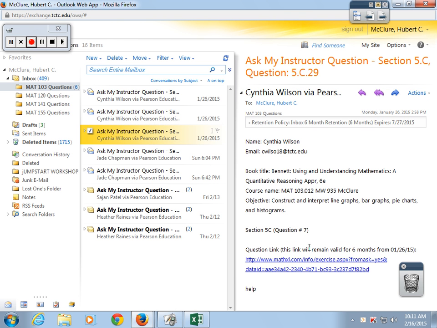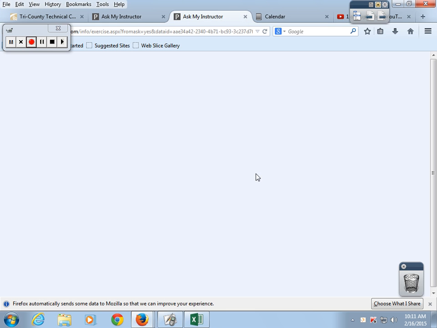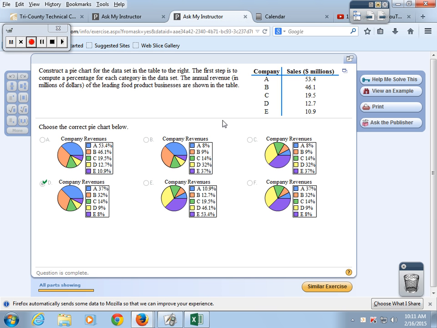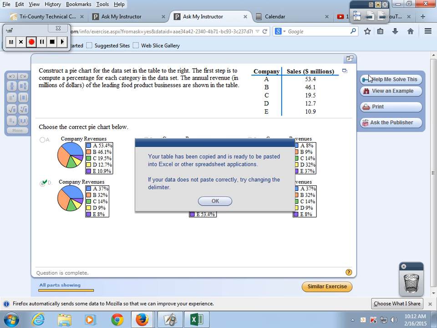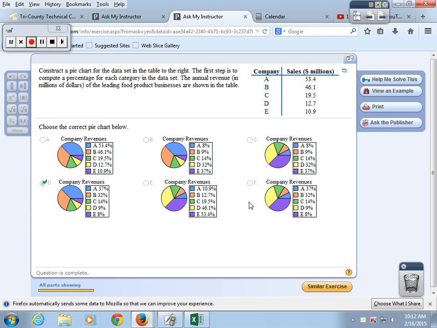5C 29-7. Construct a pie chart for the following data set. All right. So, this is 53.4 million. Well, first thing you do is you got to add all these up for one thing. You got to get a percentage.